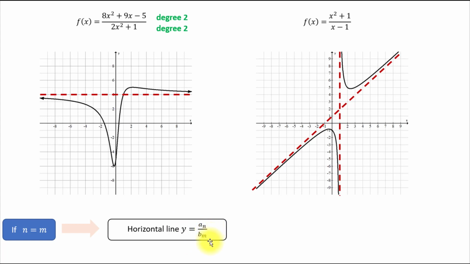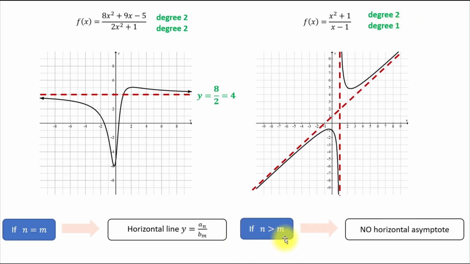Remember, these are the leading coefficients from the numerator and the denominator. So in our case, the leading coefficients are 8 and 2. So this horizontal asymptote has equation y equals 8 over 2, which is the same as 4. y equals 4. And that's exactly the line shown in this picture. See how it crosses the y-axis at 4. And let's look at this last function. The degree of the polynomial in the numerator is 2. The degree of the polynomial in the denominator is 1, which means that the top degree is greater than the bottom one, or n is greater than m.